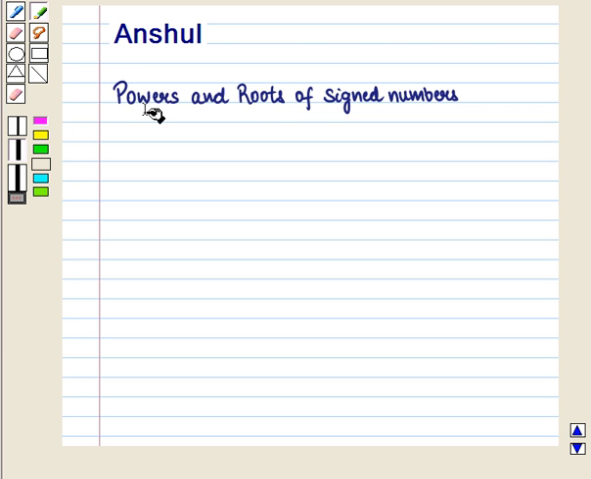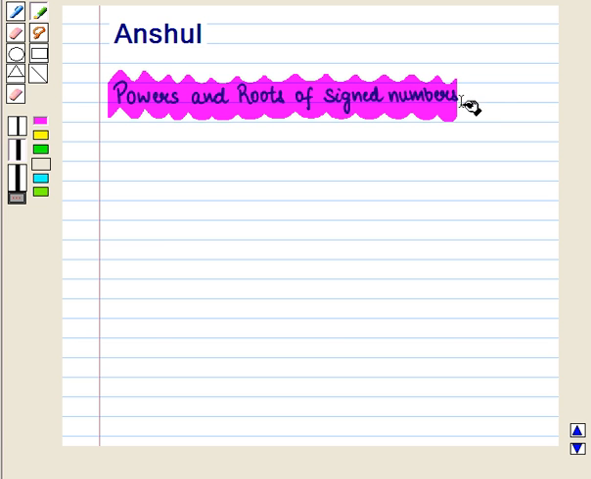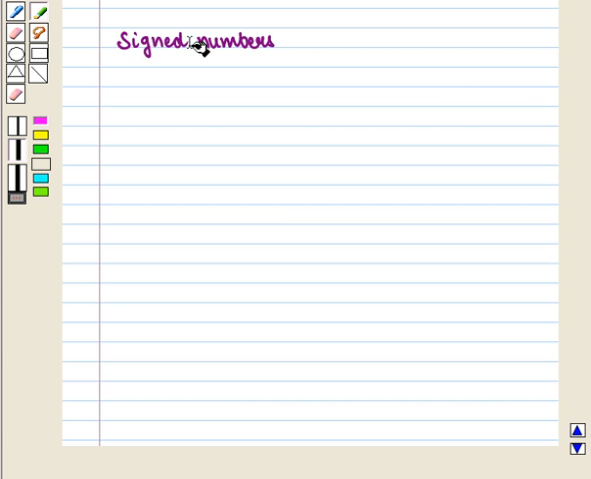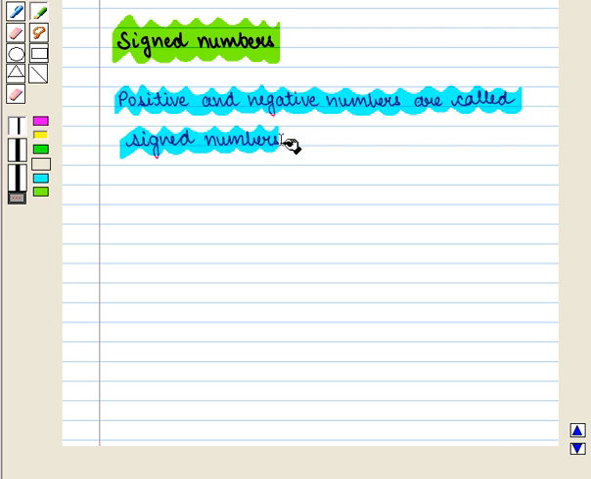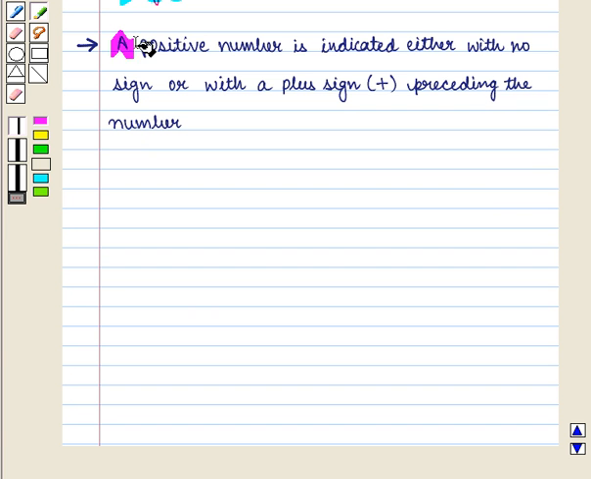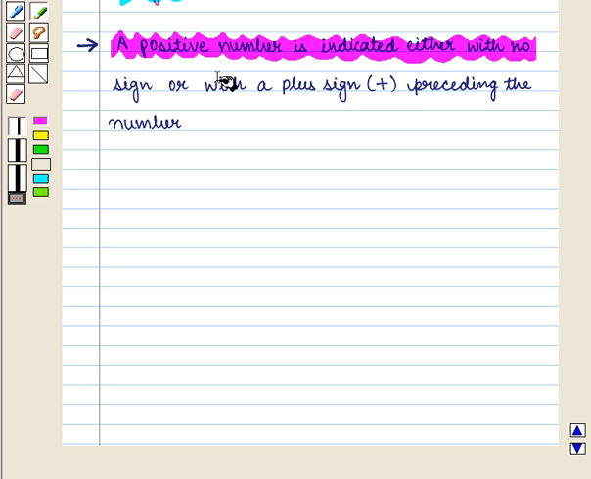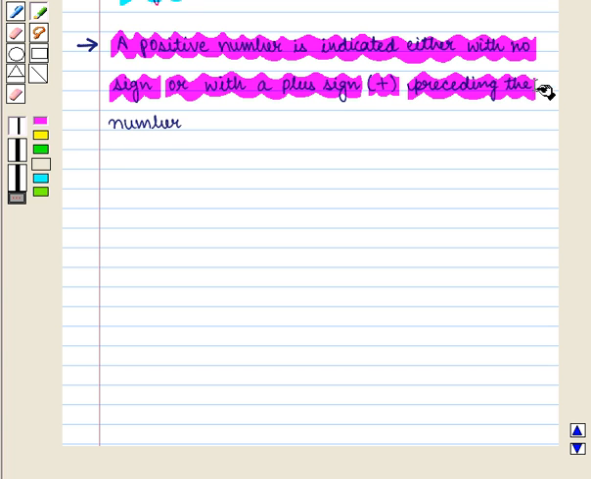In this session we will discuss the powers and roots of signed numbers. First of all we shall discuss signed numbers. Positive and negative numbers are called signed numbers. A positive number is indicated either with no sign or with a plus sign preceding the number.